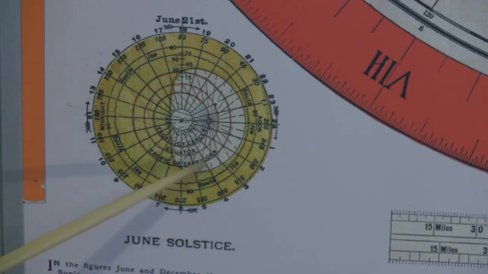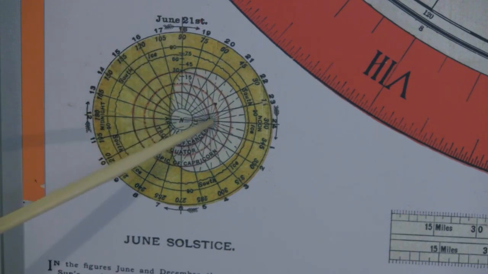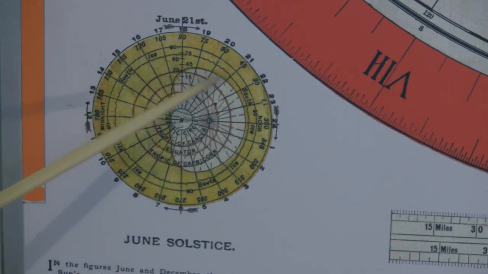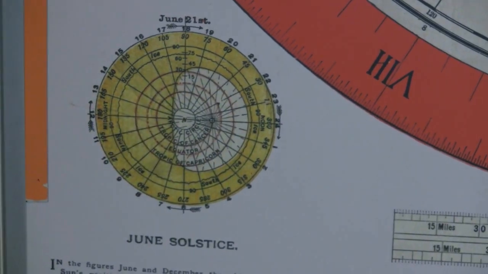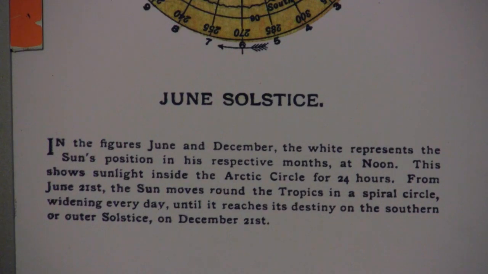June solstice. The sun is on the Tropic of Cancer, and on 21st of June it reaches its maximum, and you can also see where the sun illuminates the area. The Gleason's map is scientifically and practically correct. It's written on the map: in the figures June and December, the white represents the sun's position in its respective month at noon. This shows sunlight inside the Arctic Circle for 24 hours. From June 21st, the sun moves round the tropic in a spiral circle, widening every day until it reaches its destiny on the southern or outer solstice on December 21st. It's written on the map: the sun moves. Scientifically and practically correct.